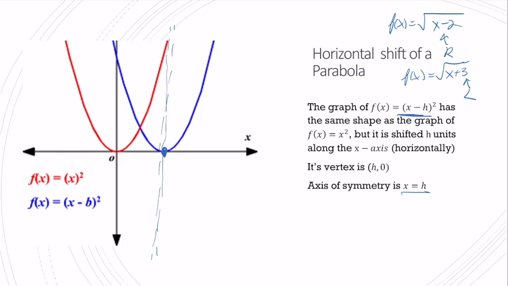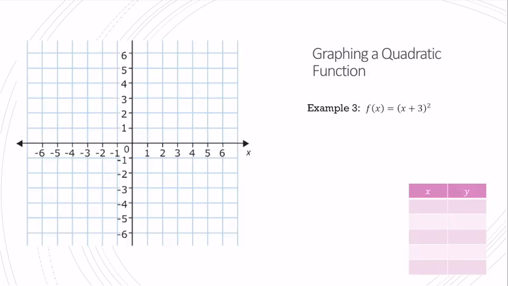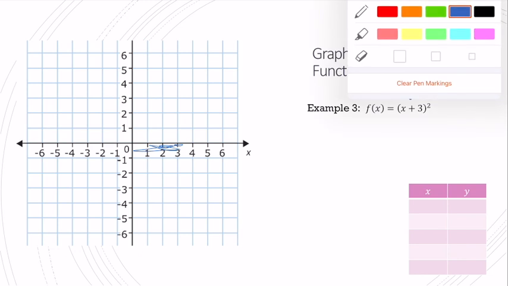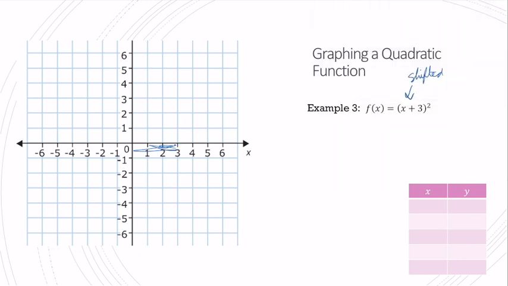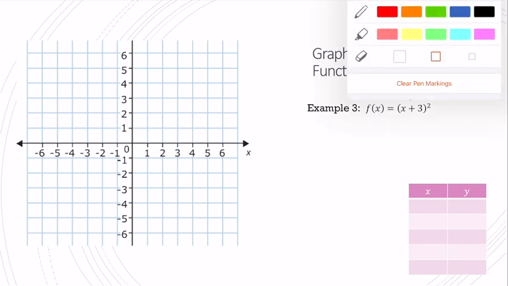So let's practice shifting some of these parabolas. So here I have f of x equals x plus 3 squared. So this is going to be shifted, not left. Yes, left. It's not going to be right, even though it's positive. It feels like it should be to the right, but it's not. It's going to be shifted to the left. Left 3.